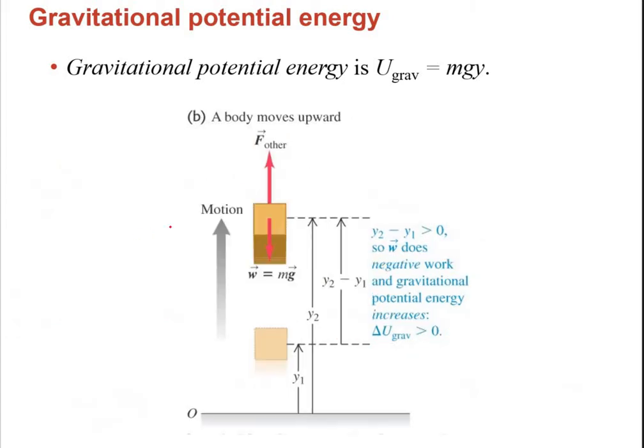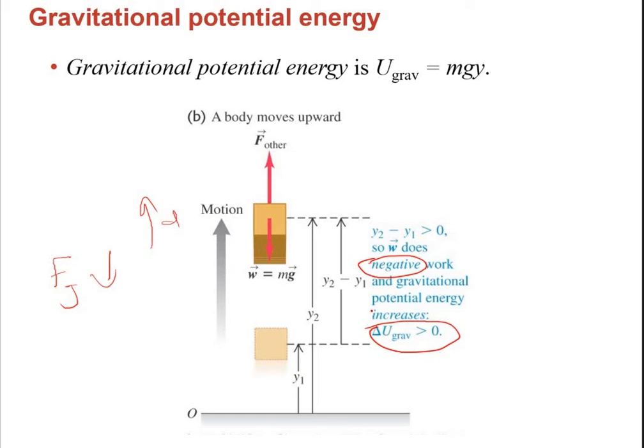And similarly, if you have the opposite situation where you're moving up, then gravity is down, the displacement is up, so they're in opposite directions. Work done is going to be negative because again of that 180-degree angle, and delta U is positive because y final is h, y initial is 0, so h minus 0 is h. So that gives you positive delta U.